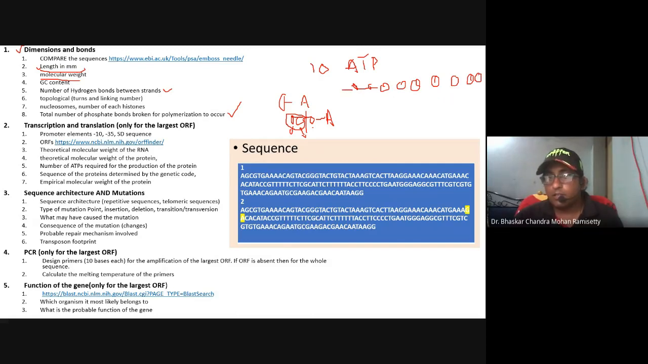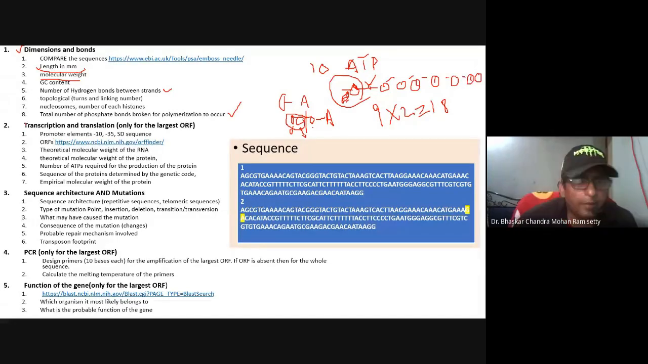The one on the 5 prime end will have its phosphates intact. They are not broken. So 1, 2, 3, 4, 5, 6, 7, 8, 9 bonds will be made. That means you should not count this one. So it would be 9 into 2, that will be 18 phosphate bonds. Don't leave anything untouched. Think very critically, think very deep. That's very important all the time.